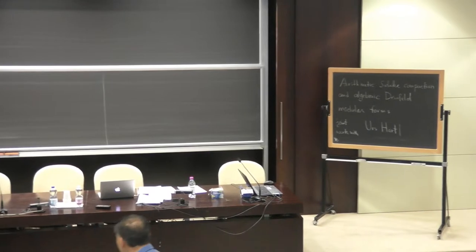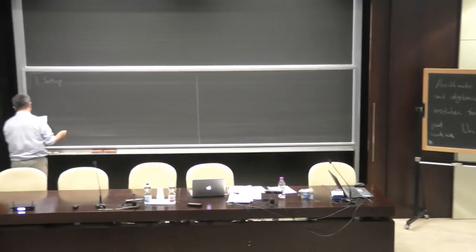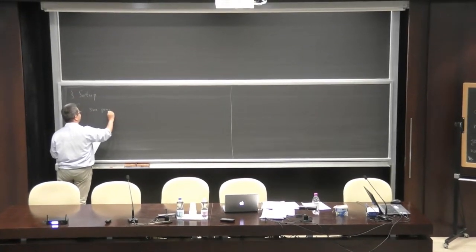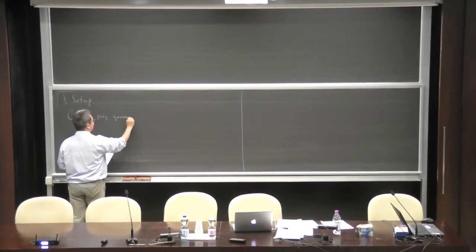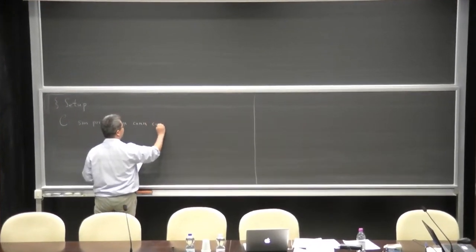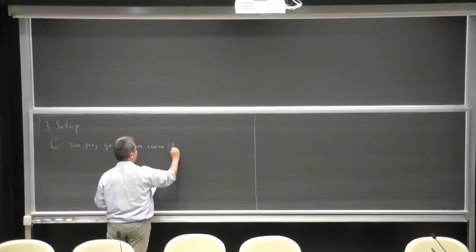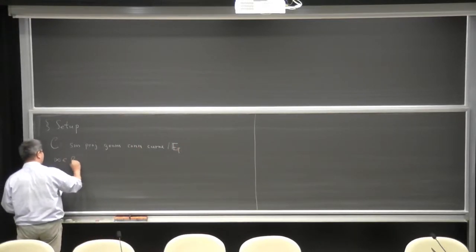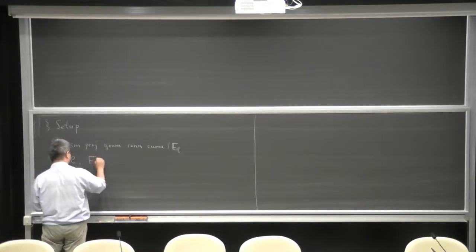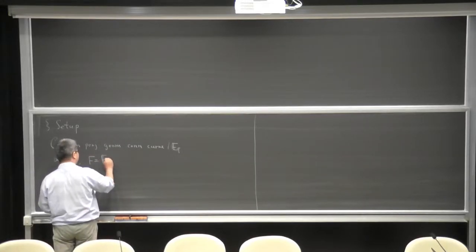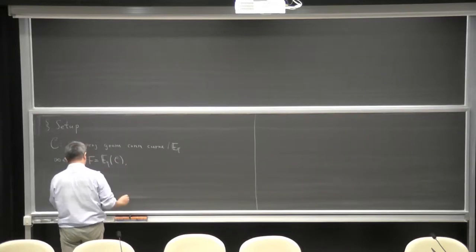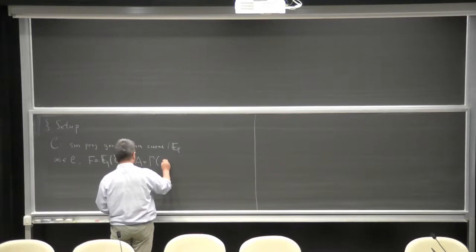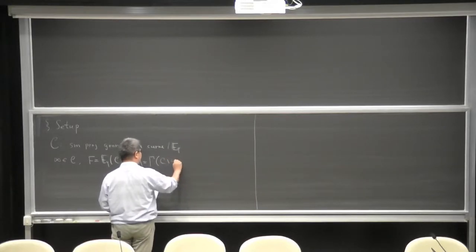This is something people have seen several times already. So let C be a smooth projective geometrically connected curve defined over F_q. We fix a closed point infinity, and let F be the rational function field of the curve. And we let A be the ring of functions regular away from infinity.